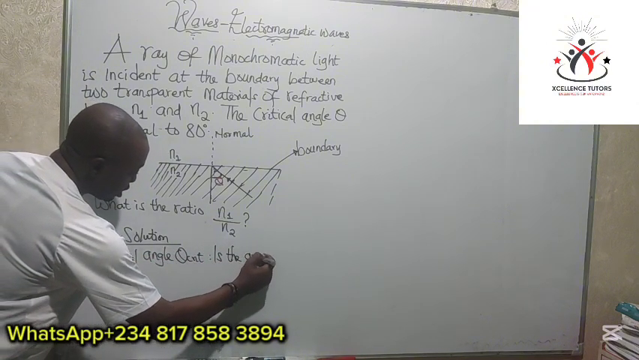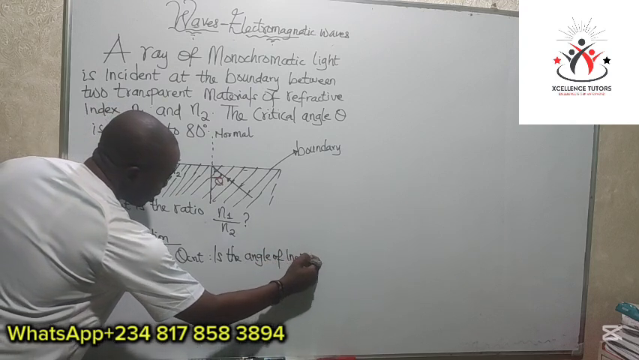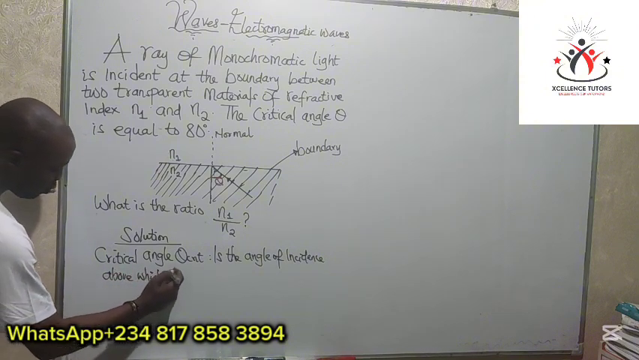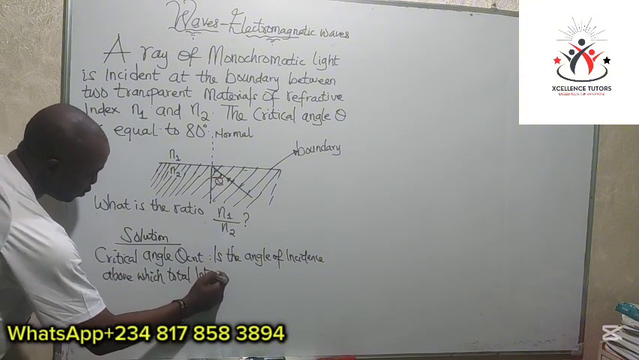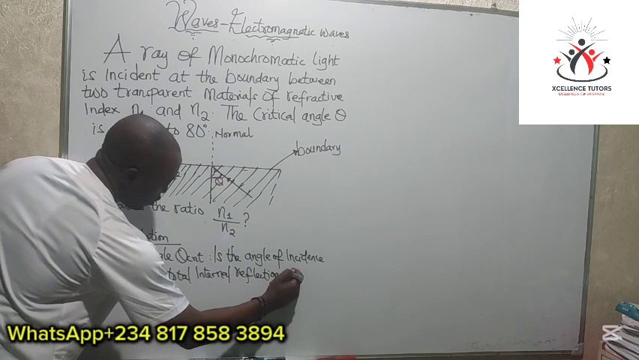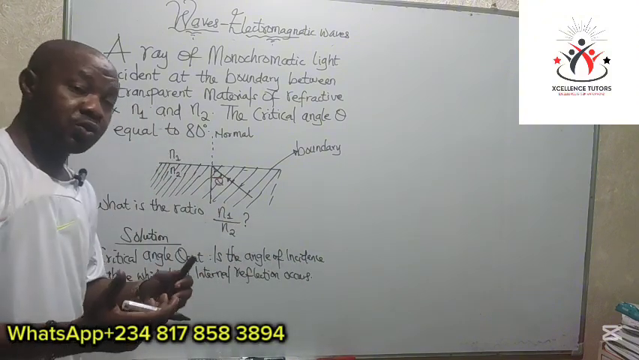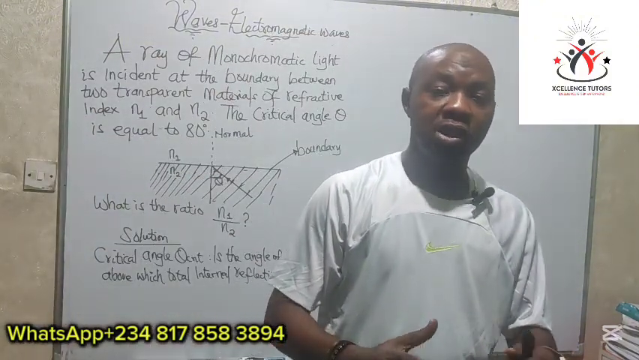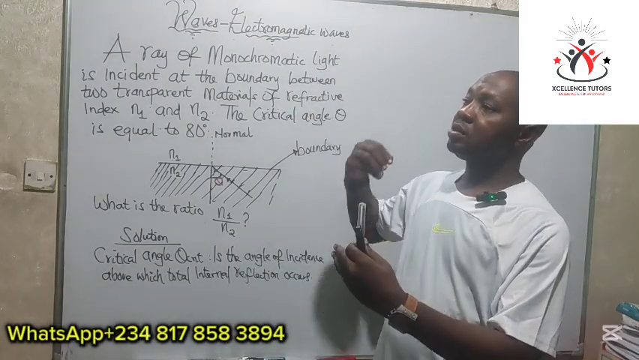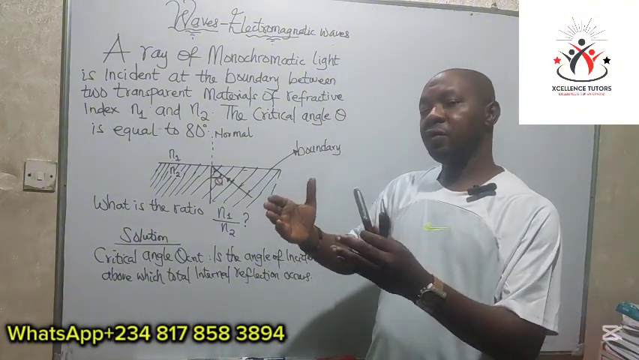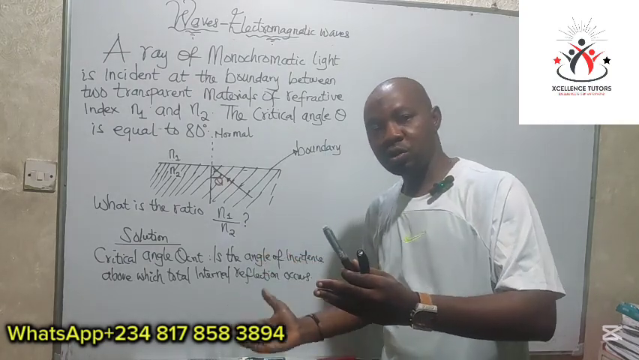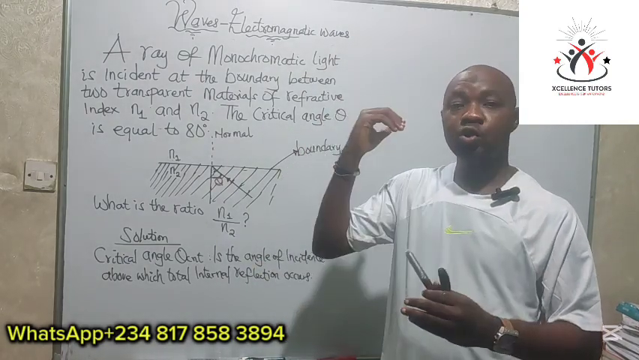Critical angle is the angle of incidence above which total internal reflection occurs. What does that mean? Total internal reflection occurs at a boundary separating two transparent media with no refraction. That means the incident ray, which makes an angle with the normal, will reflect back into the original medium.